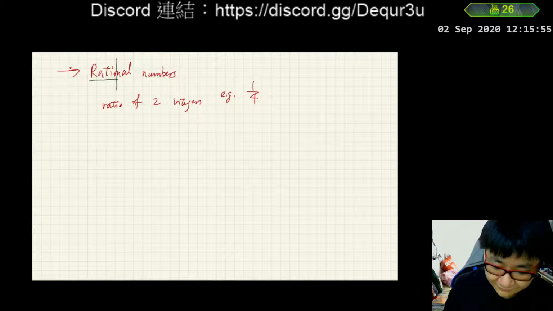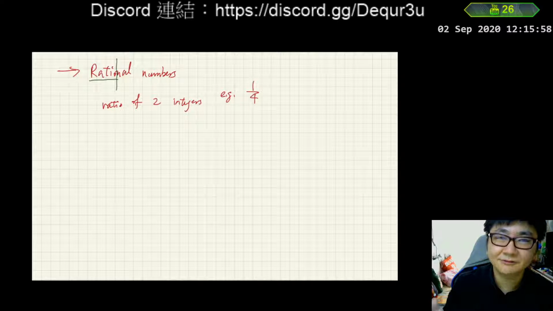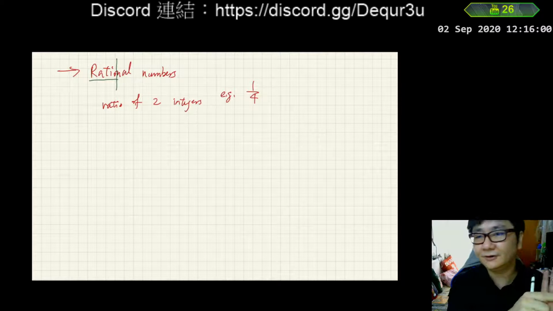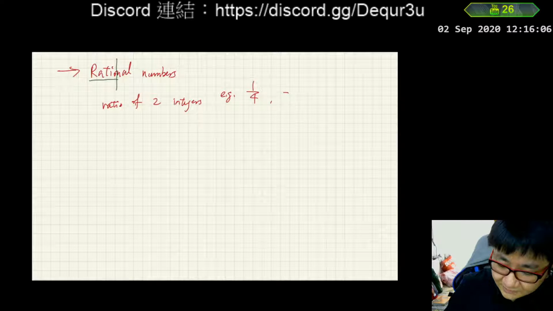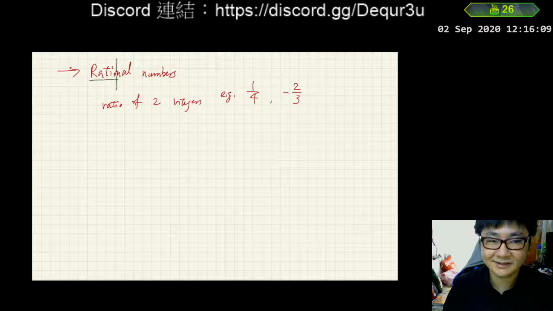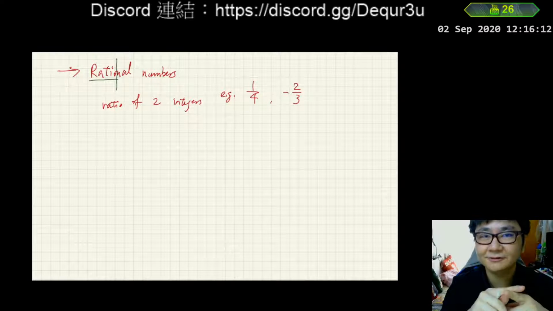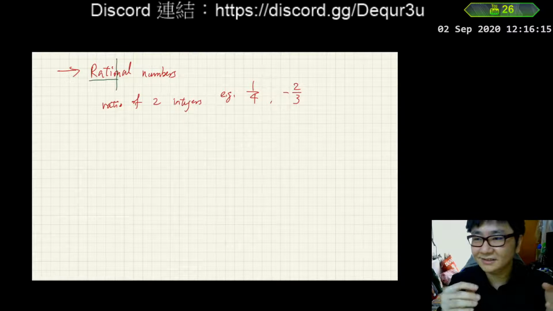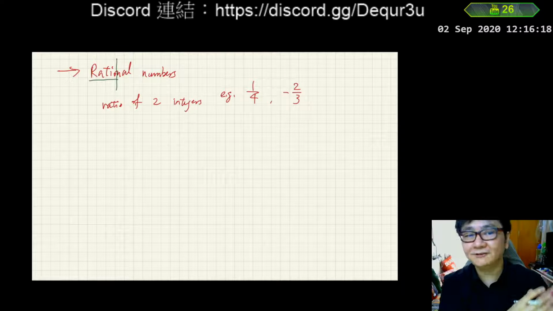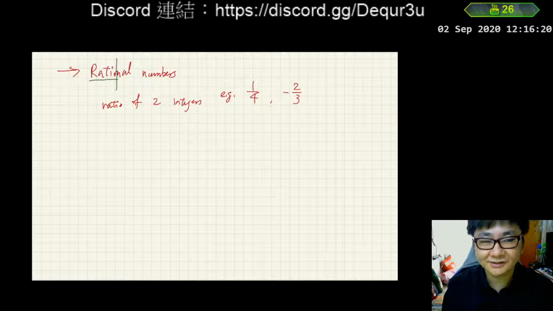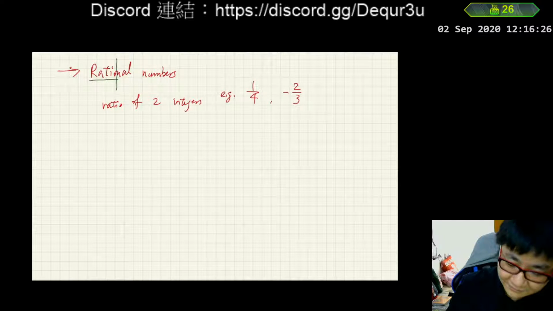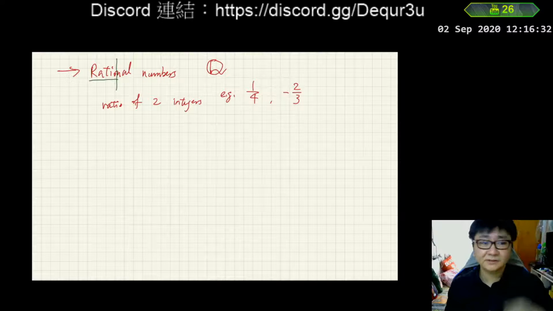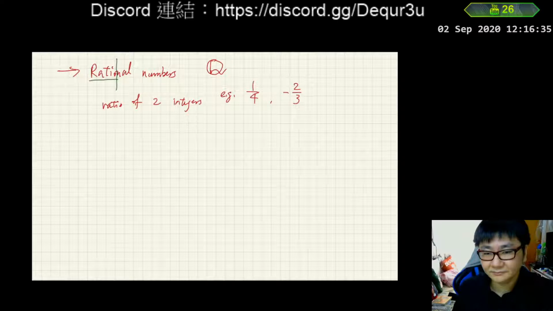So for example, 1/4, if we can represent it as the ratio of 2 integers, 1 to 4, then it is a rational number. More examples like -2/3, then we can represent it as the ratio of 2 numbers, -2 and 3. It can be considered as -2 to 3. Therefore, it is also a ratio of two integers. And then for the symbol, collecting all of these numbers, the set is called Q. The capital letter Q.